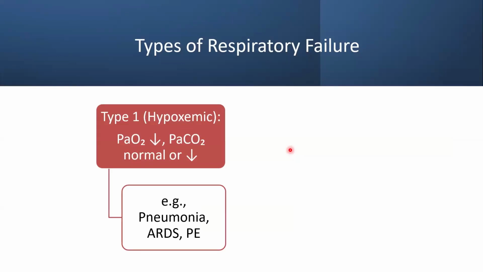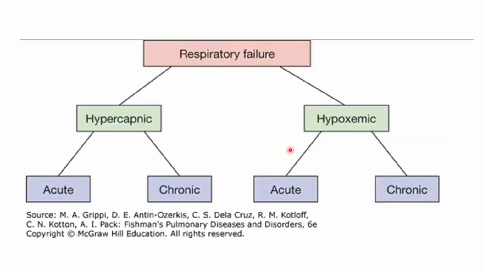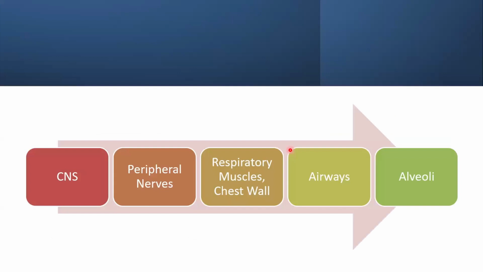The examples of type 1 respiratory failure are pneumonia, ARDS, or pulmonary embolism, while the examples of type 2 are COPD, CNS depression, neuromuscular disorders. As I told you earlier, both can be acute or chronic.